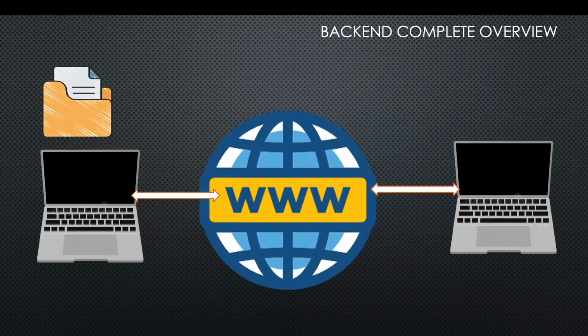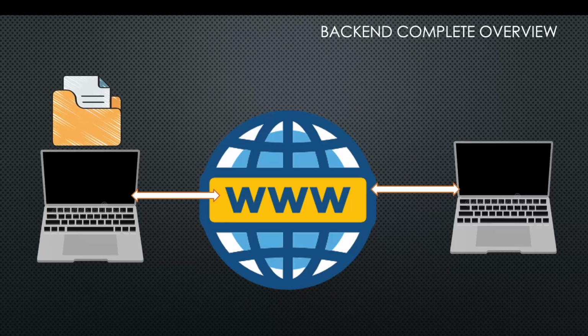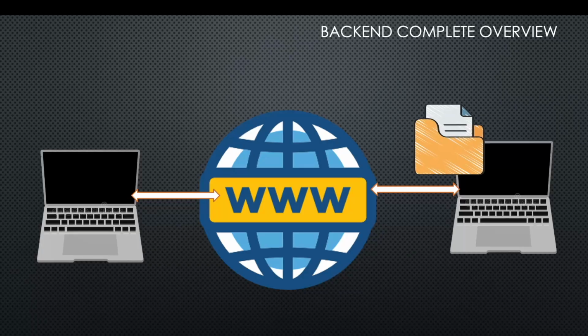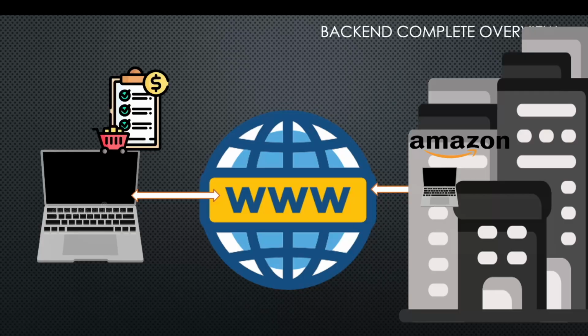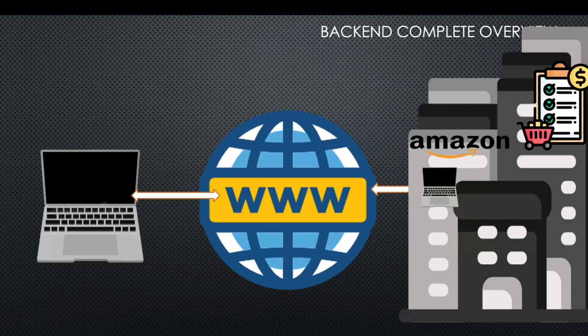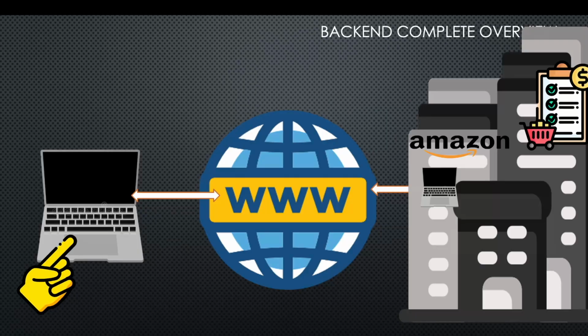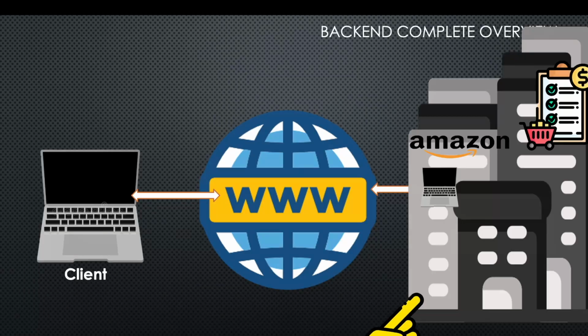Any computer that is connected to the internet, including your computer and my computer, can send a message across the internet to another computer that is also connected to the internet. So, to put it simply, Amazon has a computer somewhere in their office building, and our computer is going to send a message containing our order to the Amazon computer. In this scenario, the computer that is sending the order is called the client, and the computer that is receiving the order is called the server.